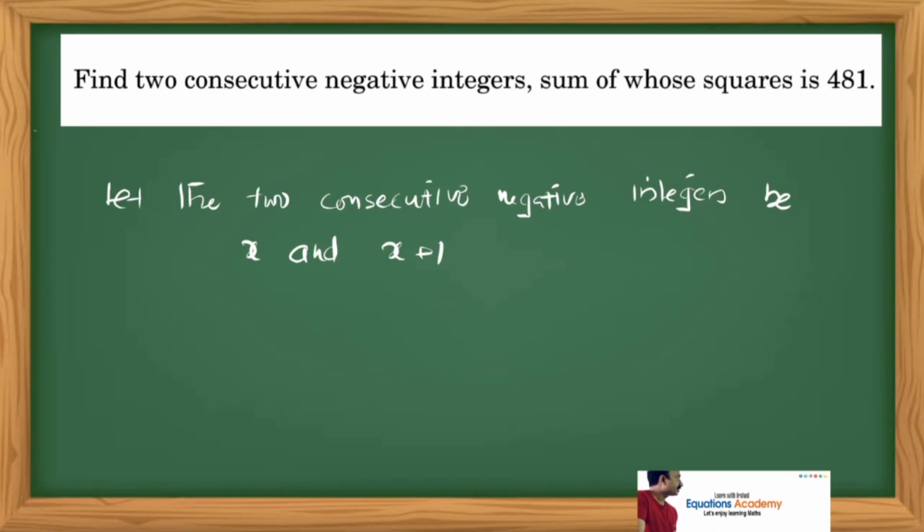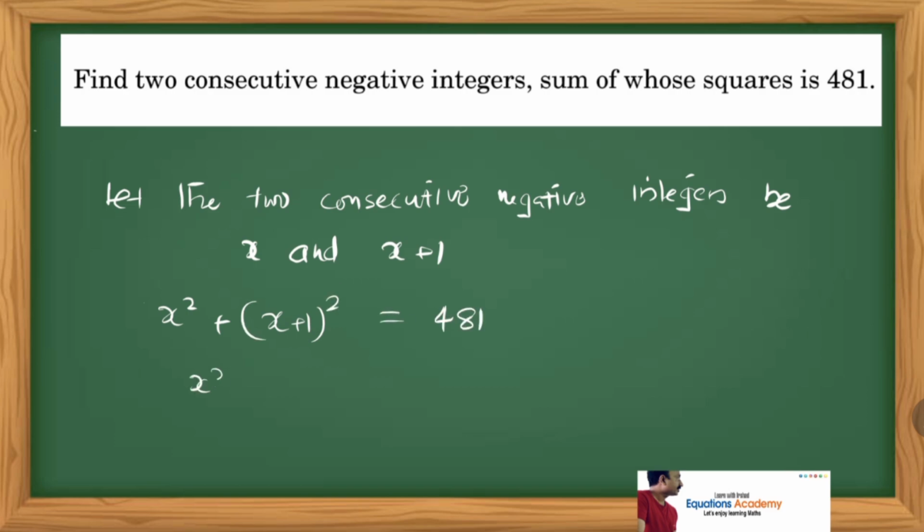Let the two consecutive negative integers be x and x plus 1. So what is given? The sum of whose squares is 481. That means x square plus (x plus 1) the whole square is equal to 481.